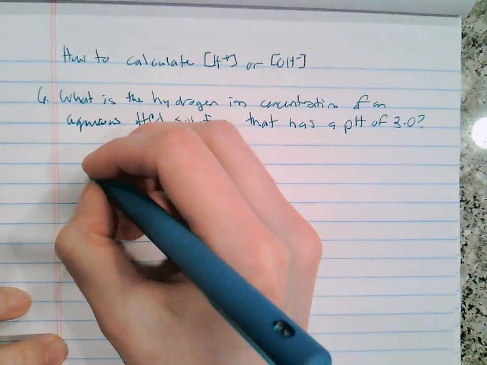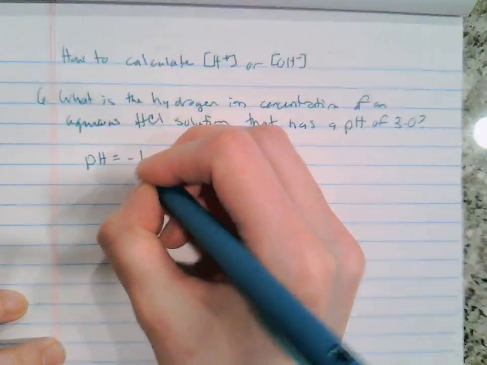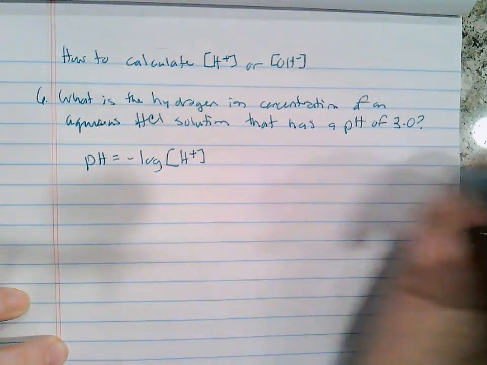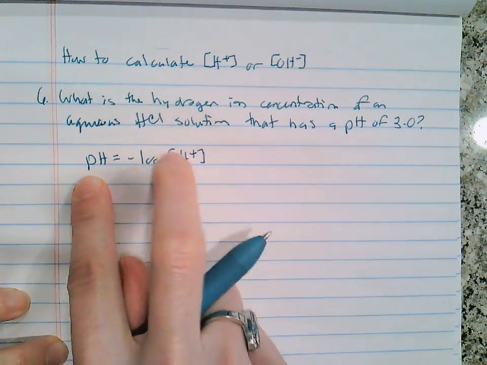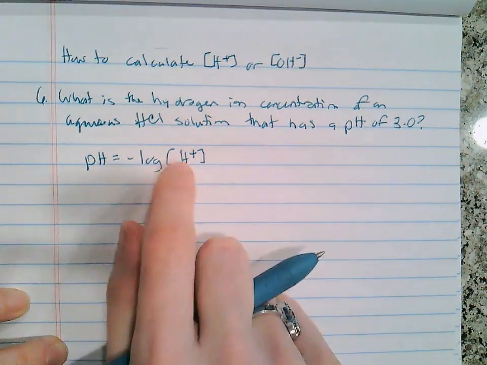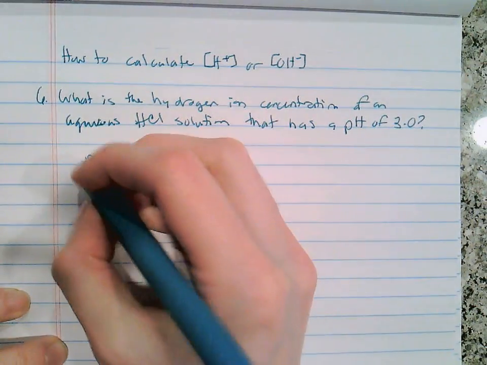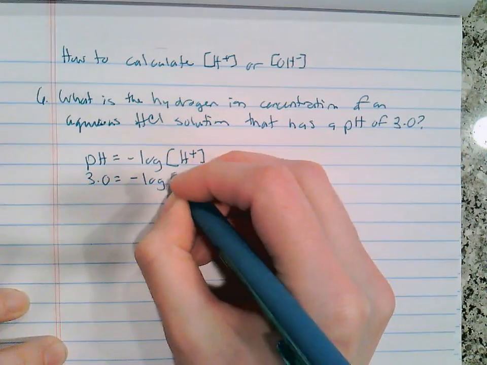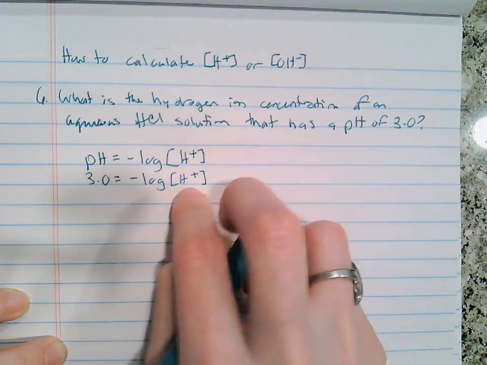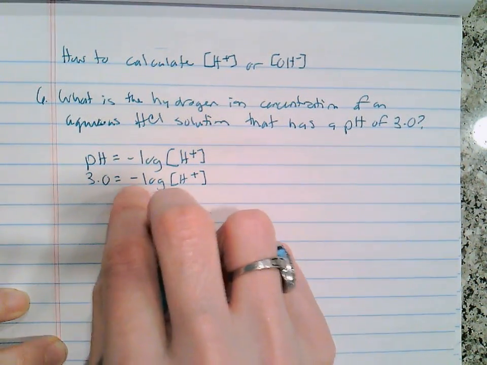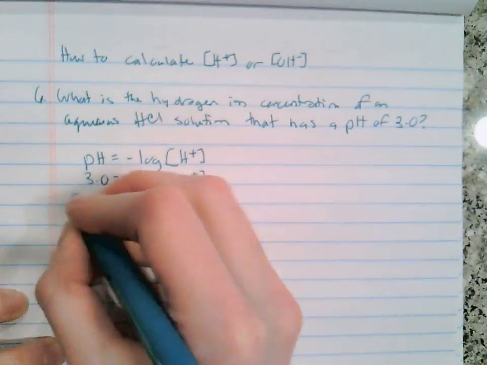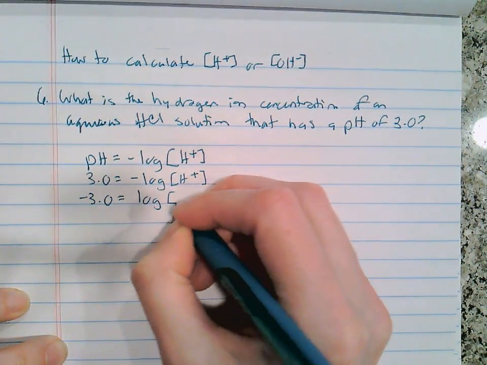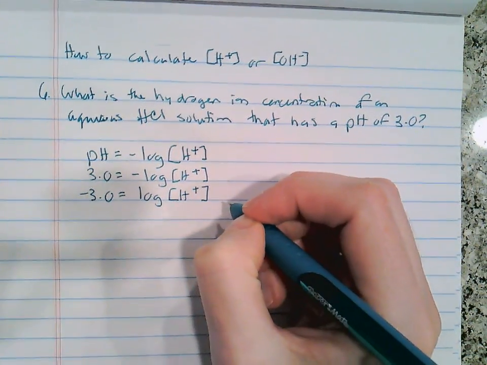So again, we're going to use our equation pH equals negative the log of the hydrogen ion concentration. But here, instead of solving for pH based on the concentration, we're going to solve for concentration based on the pH. So plug in what you're given, 3.0 equals negative the log of hydrogen ion concentration. First thing I'm going to do is get rid of the negative, so divide both sides by -1. So -3 equals the log of hydrogen ion concentration.